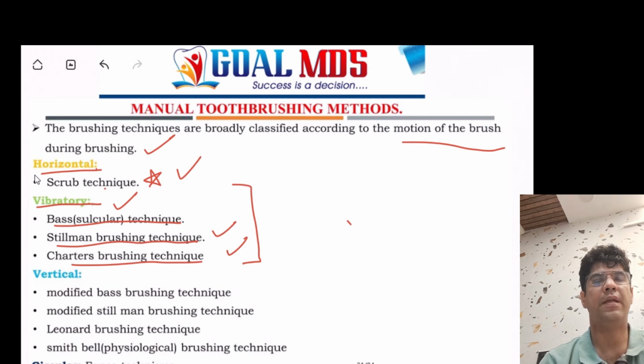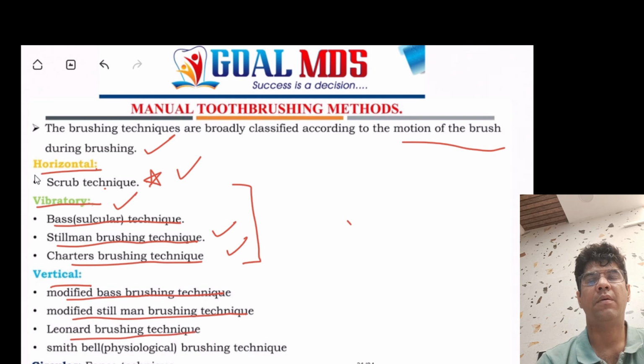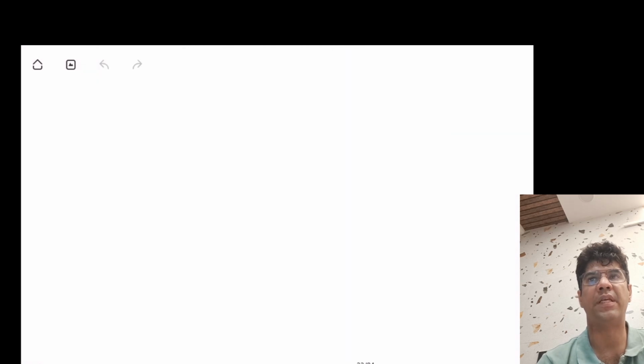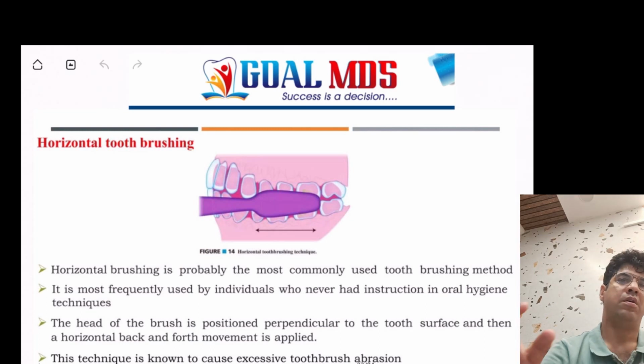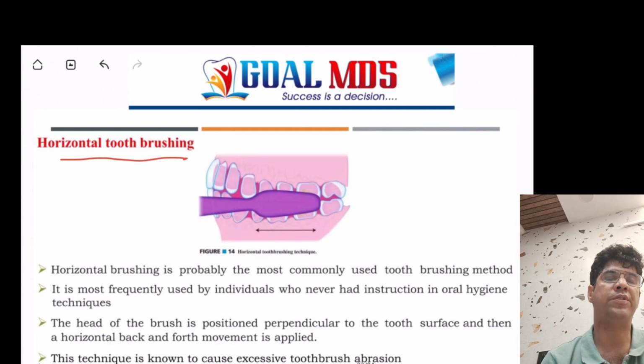So the vibratory method utilizes the Bass technique, Stillman brushing technique, Charters brushing technique. The vertical method involves the modified Bass brushing method, modified Stillman brushing method, Leonard brushing technique, Smith Bell brushing technique. The circular method includes the Fones technique. So remember all these for your entrance exam point of view. Many times questions are asked based upon these techniques.